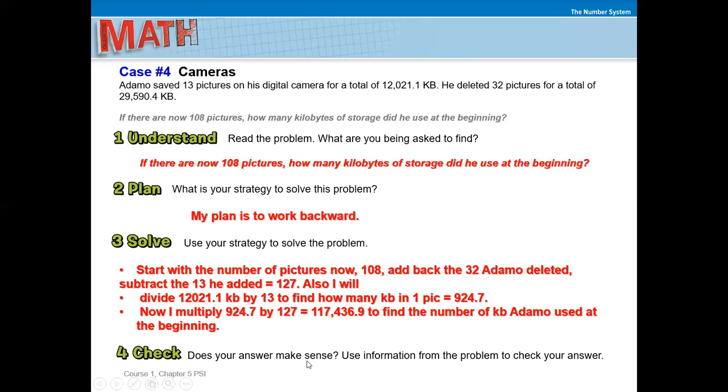Does your answer make sense? Use information from the problem to check your answer.